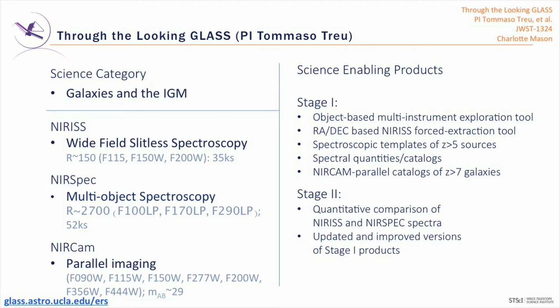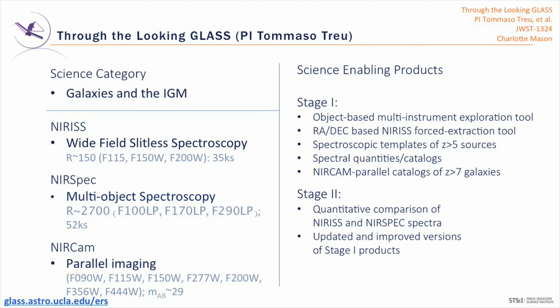In terms of the products that we're going to be developing for the community, obviously as well as spectroscopic and imaging catalogs, one of the things we're going to be able to provide you with are some tools for exploring the spectra that we get out of GLASS. So in particular, graphical user interfaces for exploring the NIRISS and NIRSpec spectra, which we'll be able to release for you to use for Cycle 2 proposals. We're also going to be developing, producing spectroscopic templates of these high redshift galaxies.